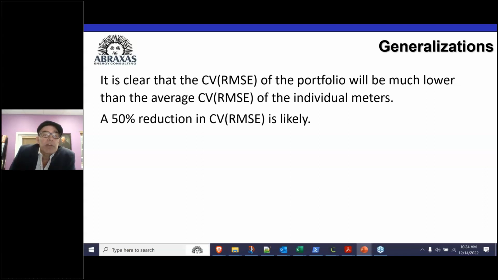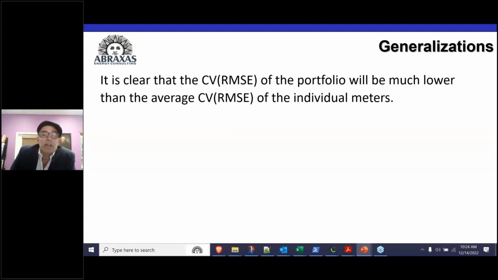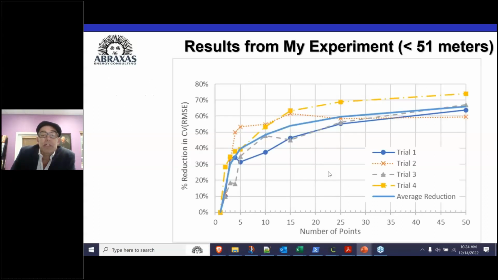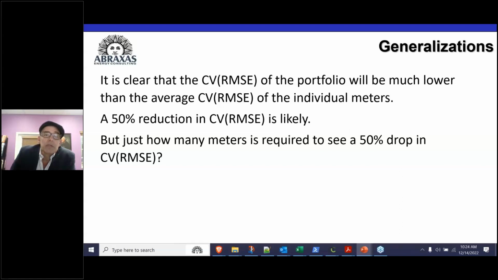I think you can reduce it by 50%. That's conservative. But how many meters are required to see a 50% drop? Well, I guess it depends on your data set. But for me, I think that was just 25, right? 25 will get me a 55% drop on average. Wait, I'm sorry, a 60% drop on average. And my worst case was 55%. So 25 meters. Now, I'm sure you have plenty of school districts that have more than 25 meters.